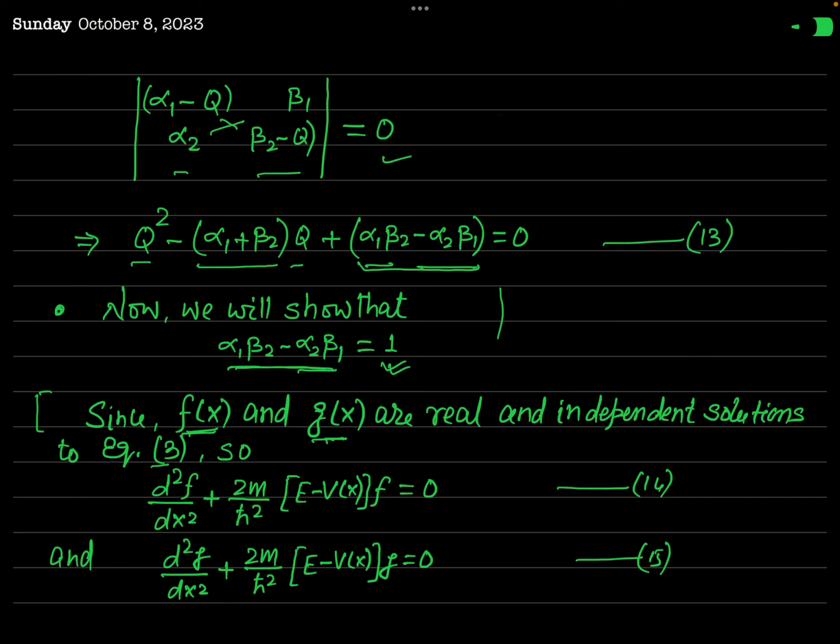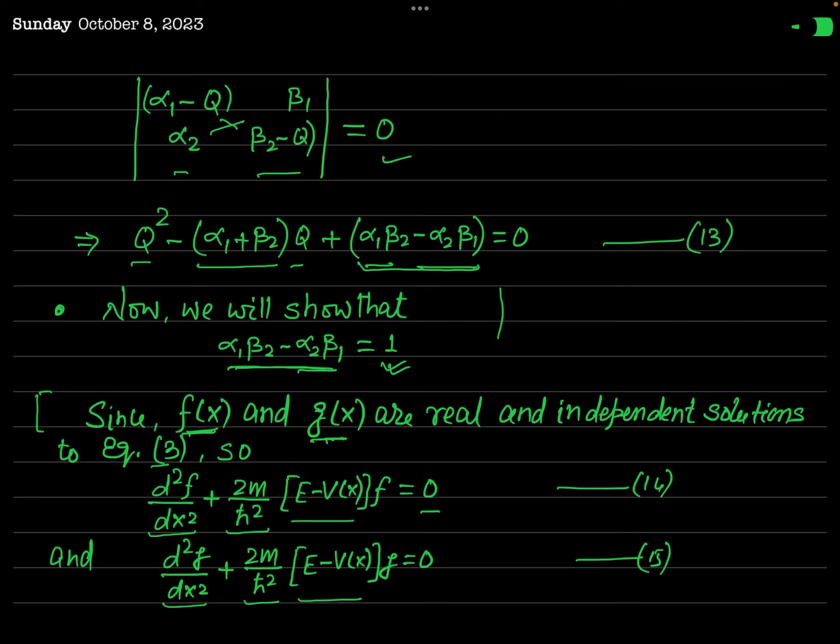So you can write Schrodinger equation writing f of x and g of x in place of psi of x. So in one dimension now we can write the two Schrodinger equations. First one is d2f by dx square plus 2m over h bar square times E minus V of x f equal to 0. And the other will be d2g by dx square plus 2m over h bar square times E minus V of x g equal to 0.